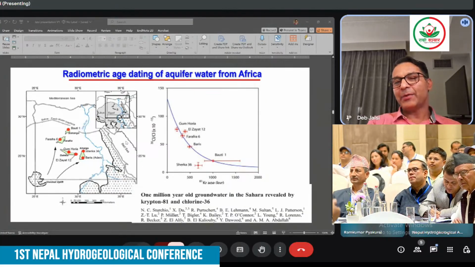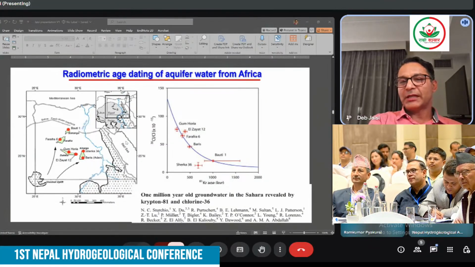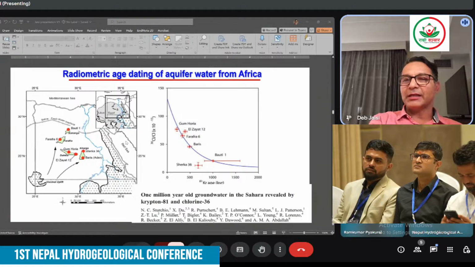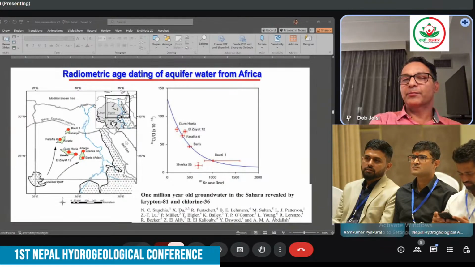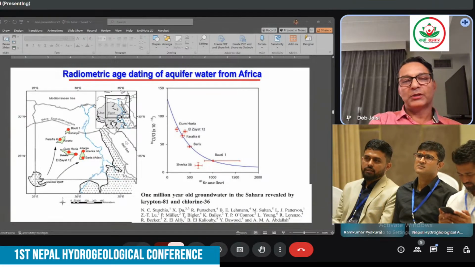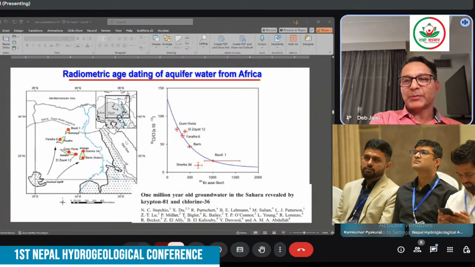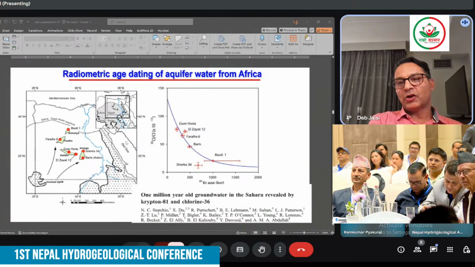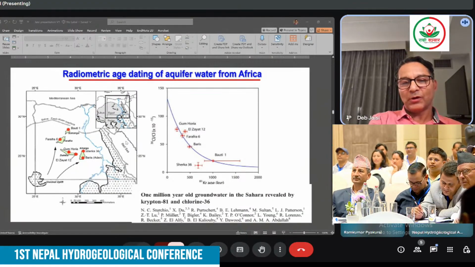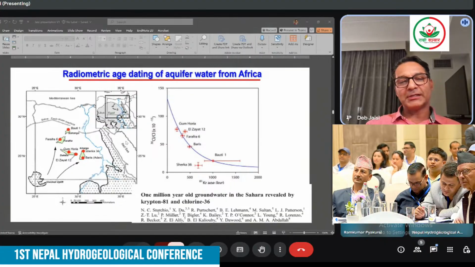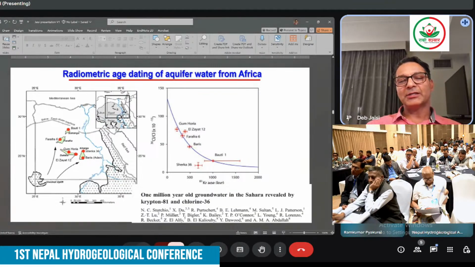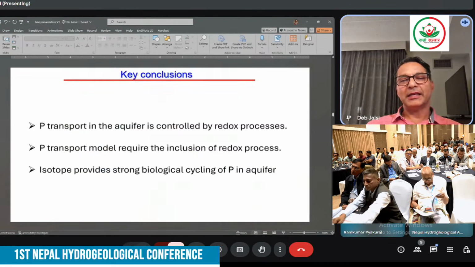So this method has quite been used in various parts, especially in desert water, aquifer water, where the water age could be much older. And this is a case of Egypt, where the aquifer water is slightly more than 1,000,000 years old. So this is a different case, though, but still using radioisotopes to find out the ages.